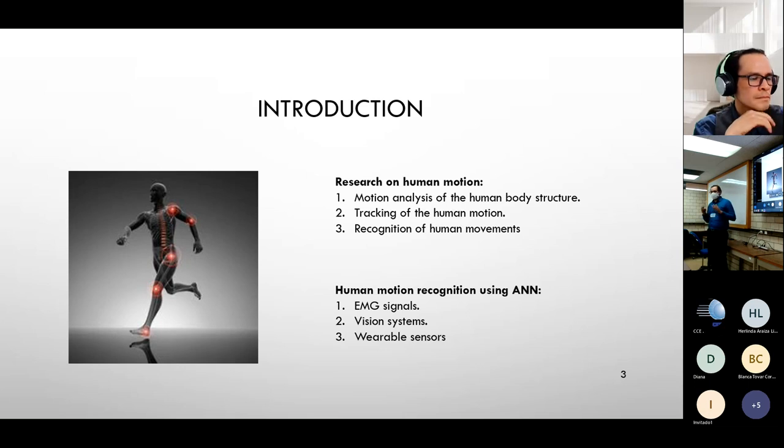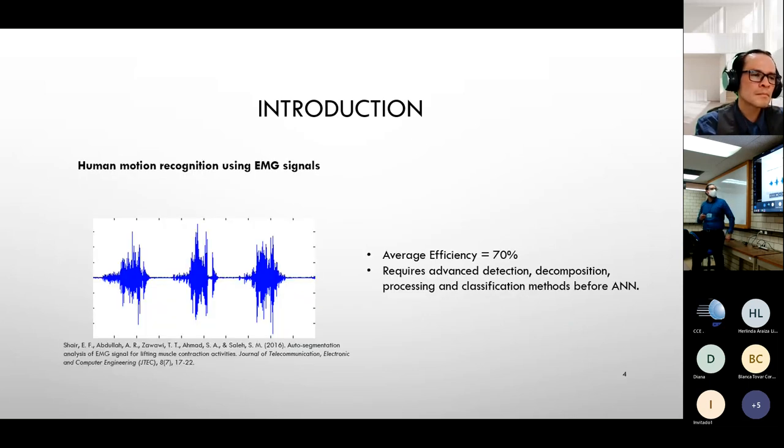Research on human motion has been a big focus of investigation in three main areas: the motion analysis of the human body structure, the tracking of the human motions, and the recognition of the human movements. Artificial neural networks have become of great use in order to recognize motion, since they recognize the patterns of the different information acquired by EMG signals, vision systems, or wearable sensors.